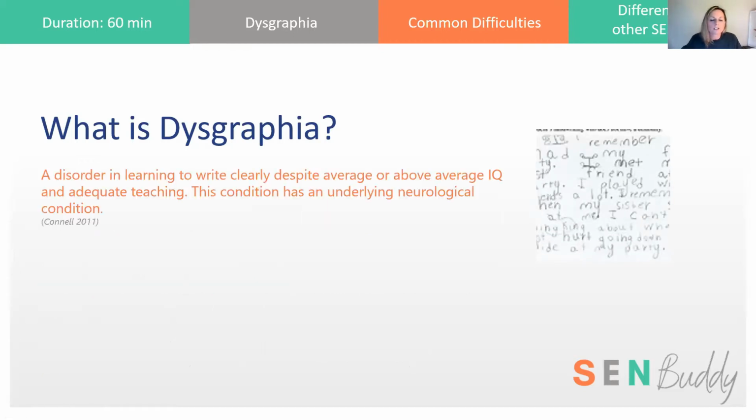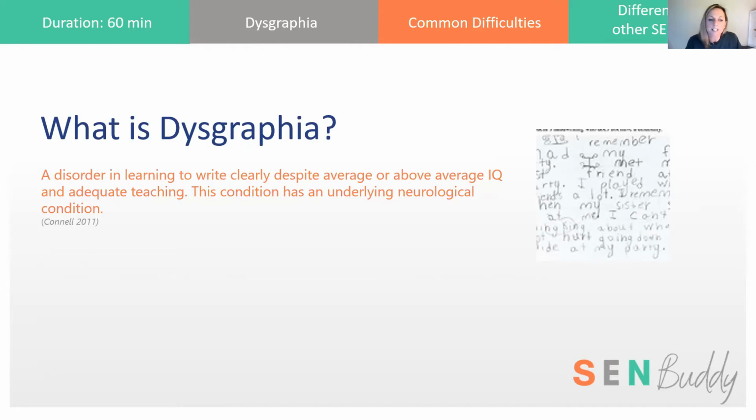So it's a disorder in learning to write clearly, despite average or above average IQ and adequate teaching. Now, all of those things are easy to overlook, but we have to be clear that if there is average or above average IQ and adequate teaching, and there are still difficulties with writing, then it's likely to be a disorder of writing, which could be dysgraphia.